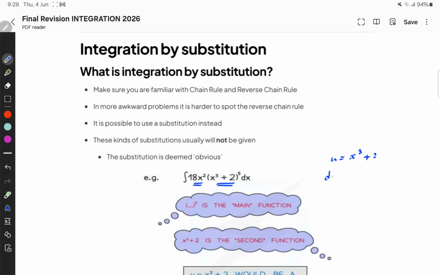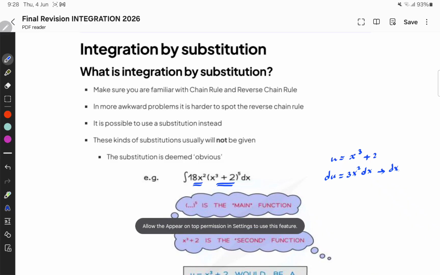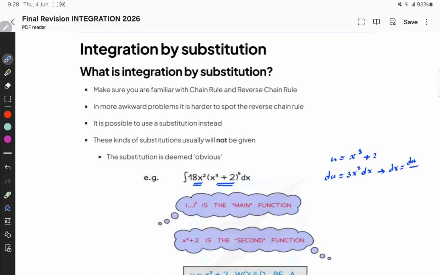So I will differentiate implicitly, derivative of u is du. Derivative of x cubed will be 3x squared dx. Derivative of 2 will be 0. So why do we do that? To state the value of dx. dx is equal to du over 3x squared. So I will change that integral from x to be in u.